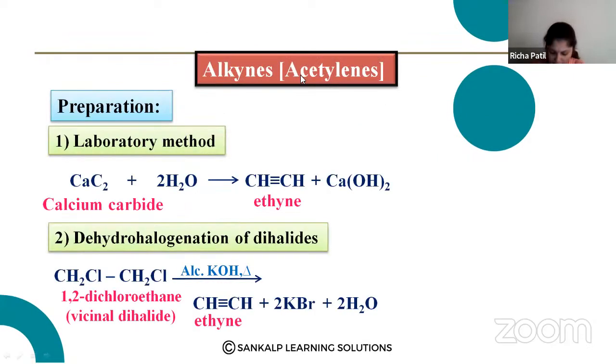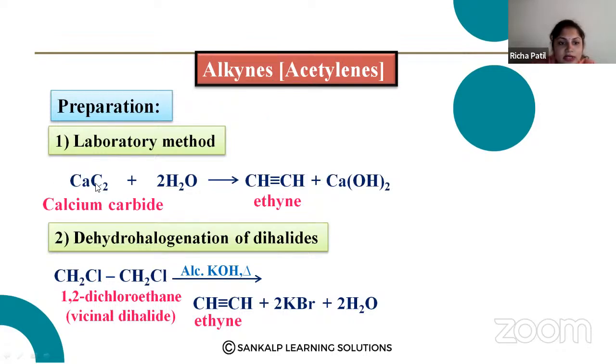Next, alkynes. This is the laboratory method of preparation. From calcium carbide, when you treat it with water, you get ethyne, CH triple bond CH. Ethyne has a carbon-carbon triple bond. The general molecular formula is CnH2n minus 2, and for alkenes it is CnH2n.